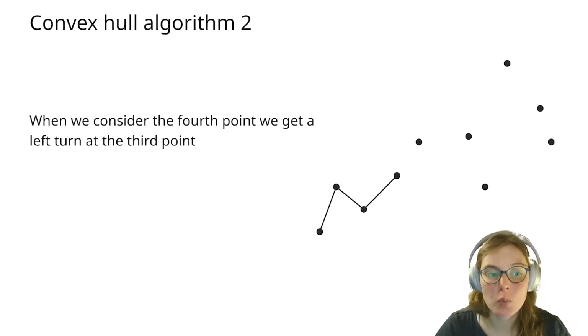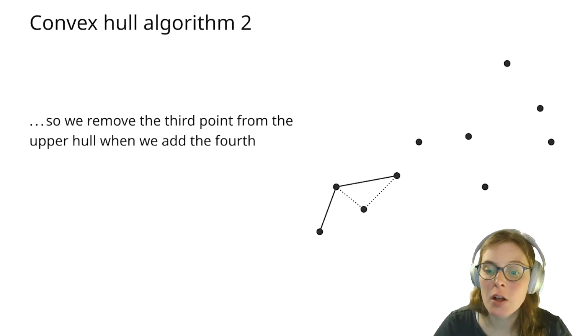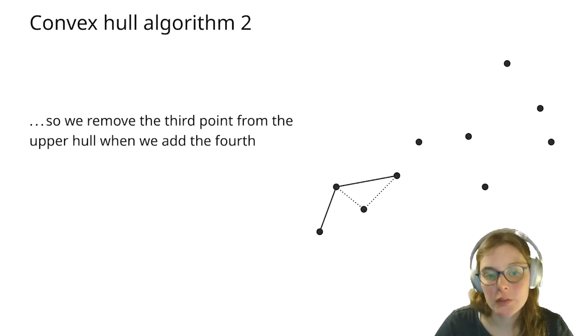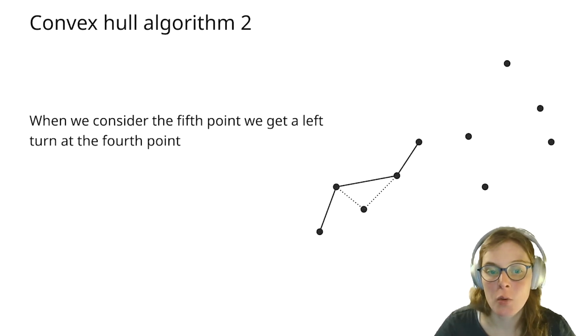In this case, we want to remove the third point from the chain. We are left with only 3 points in the chain that are making a right turn. So far for the first 4 points, we have a correct upper hull. We are going to consider the fifth point.